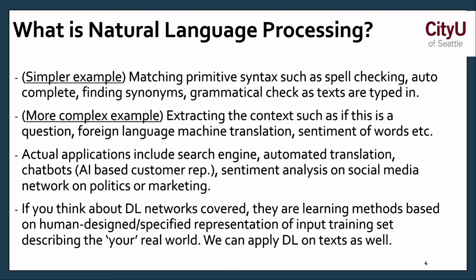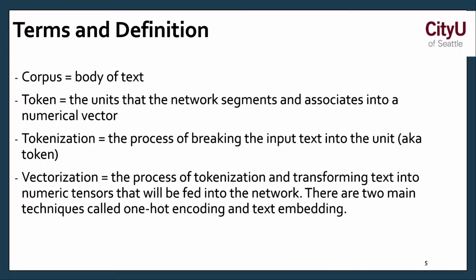Sentiment of words. Actual applications include a search engine where it can do predicted text after it gets a minimum set of words. Let's say after 2 words or 3 characters, then it would do predictions, right? Sentiment analysis on social media networks on politics or marketing gives the marketer some feedback, to see if they're getting the feedback that they want, right? If you think about the deep learning networks covered, they are learning methods based on human-designed, specified representations of an input training set describing your real world. So we can apply DL on text as well, right?